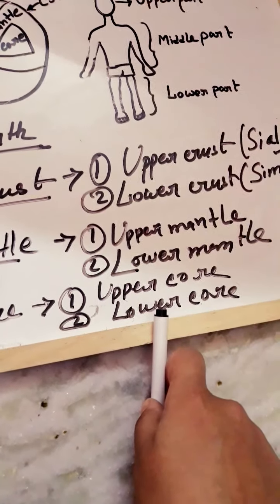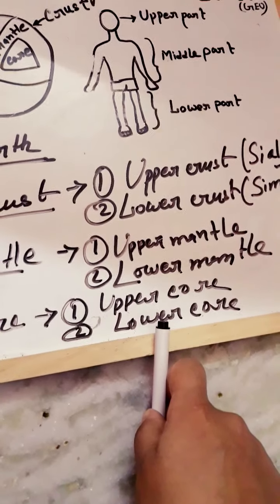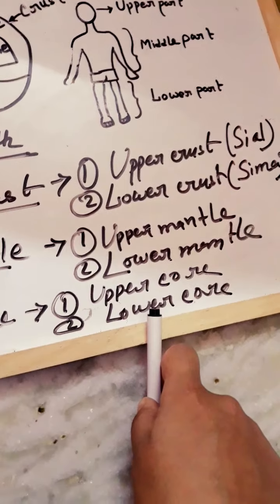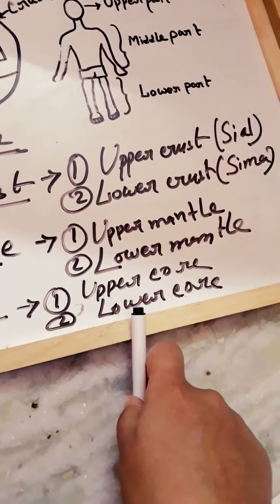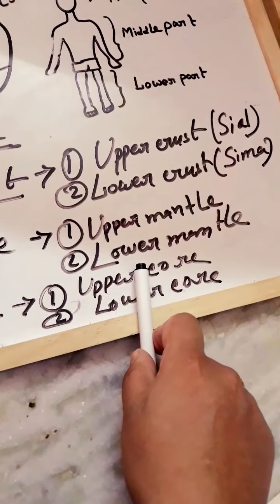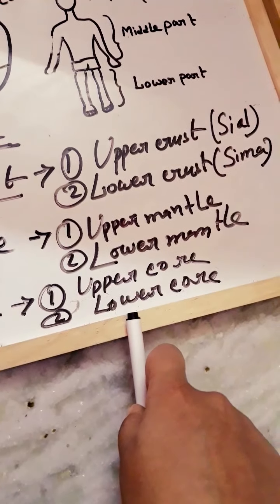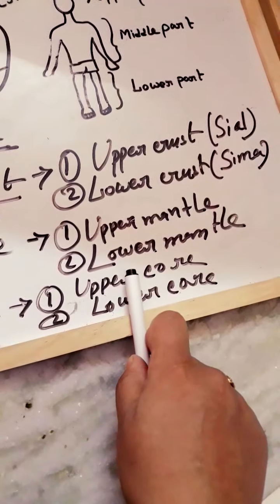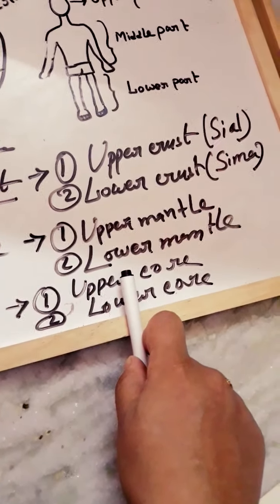We know that whatever is in such an extremely hot position will be liquid, but in this case the thing is different. The lower core is solid due to the extreme pressure, but the upper core is liquid due to its temperature.